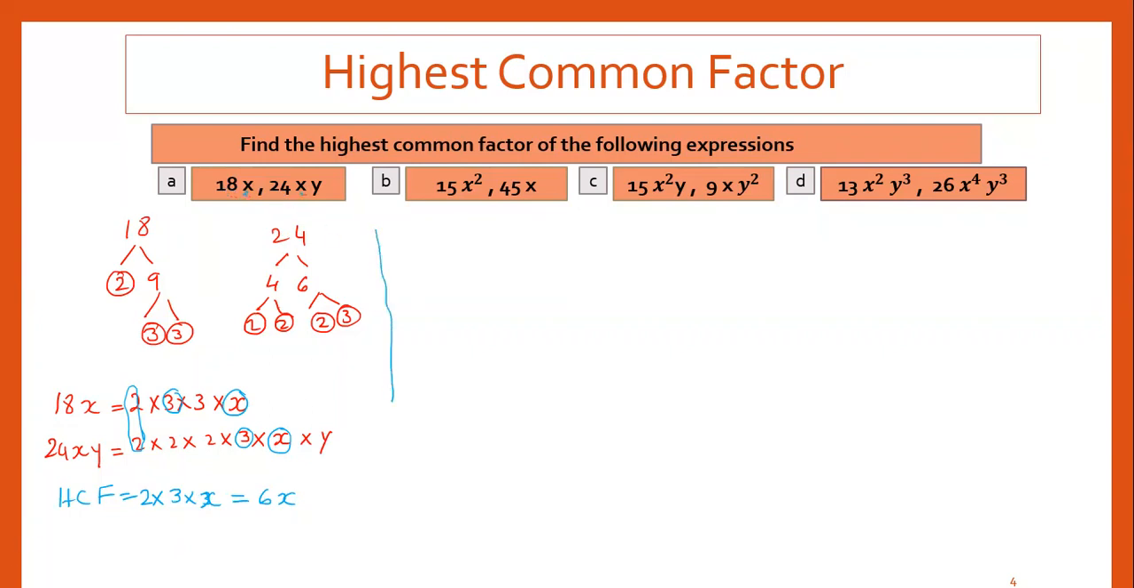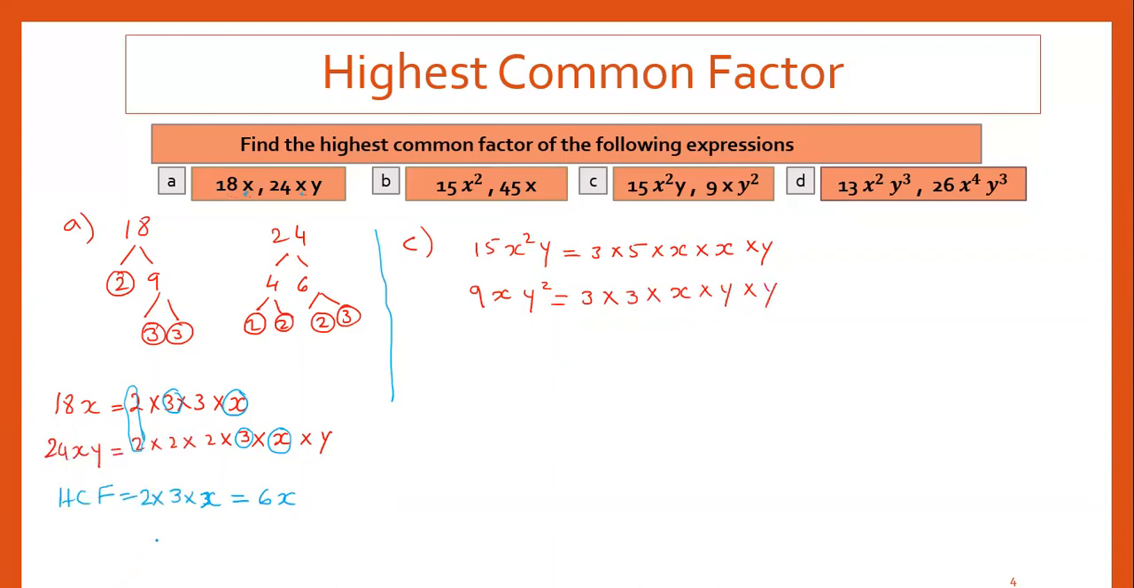We'll do one more. I'm going to do C. So this was A. Let's do C. We have 15x squared y, and we have 9xy squared. Without a factorization tree, I can tell that 15 is 3 times 5 only. So I don't need a factorization tree for that. This is multiplied by x, multiplied by another x, multiplied by y. And the 9xy squared is actually 3 multiplied by 3. And this is multiplied by x, multiplied by y, multiplied by y again.